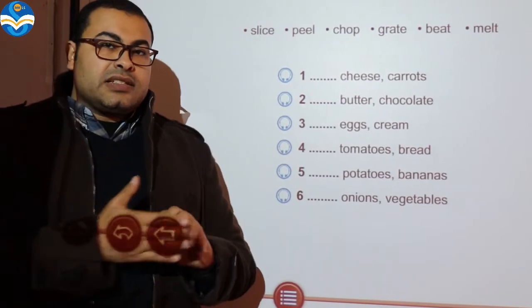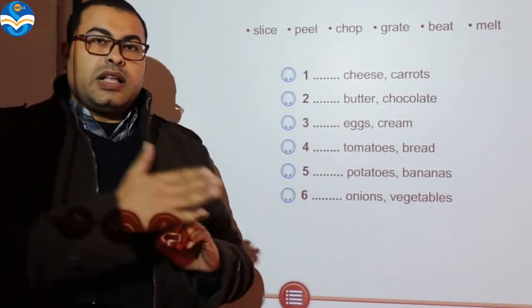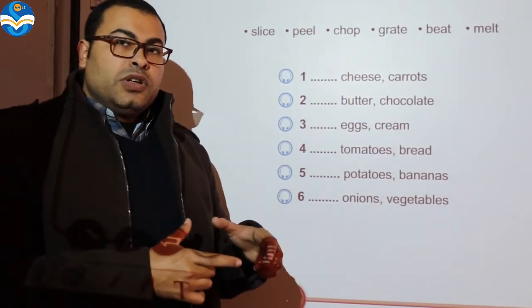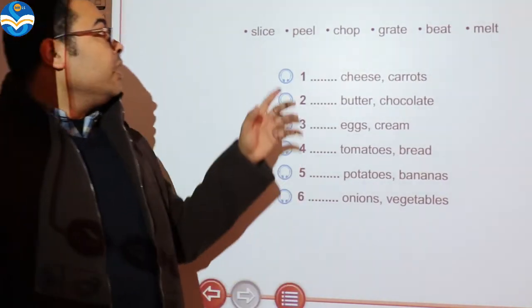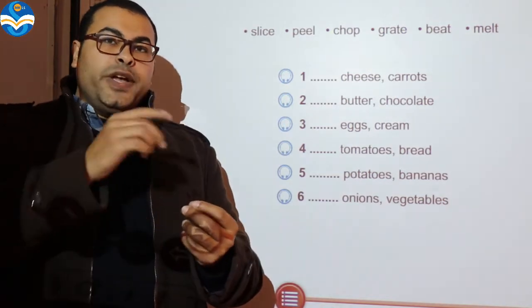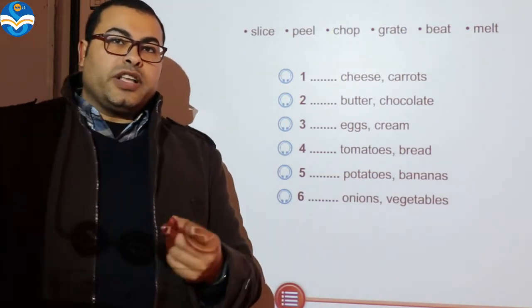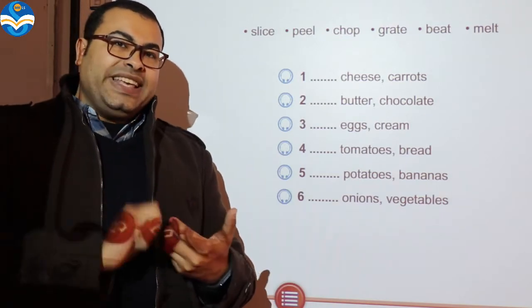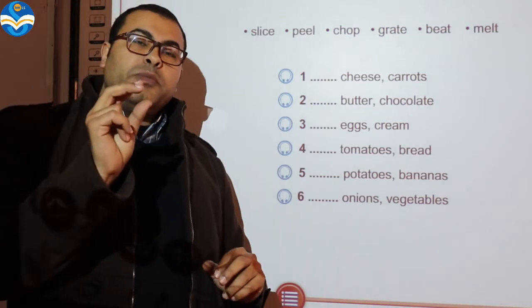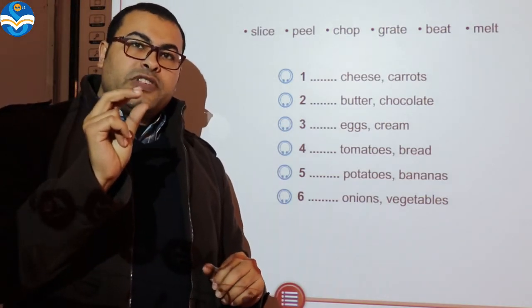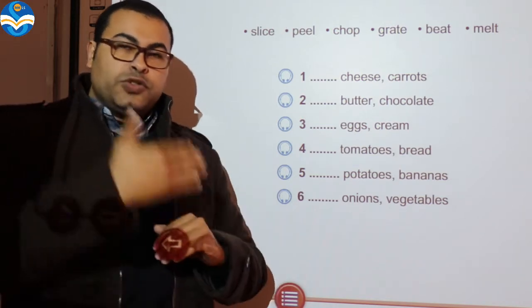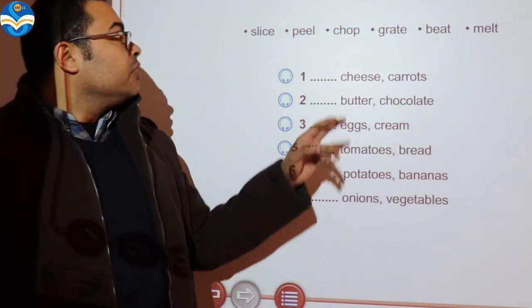Slice. We have already studied them in all levels. Slice means to make a slice of something, like sliced fruit or sliced bread. You make it into large pieces. Okay. Peel. To uncover it, like a banana. When you peel a banana or an orange, you uncover it. Okay. Chop. When you make small cubes of vegetables, like potato, you chop them into small cubes.